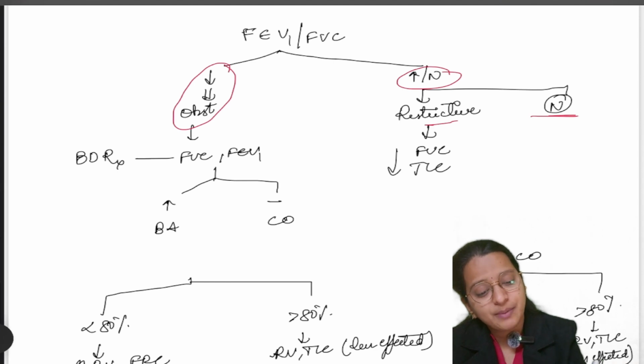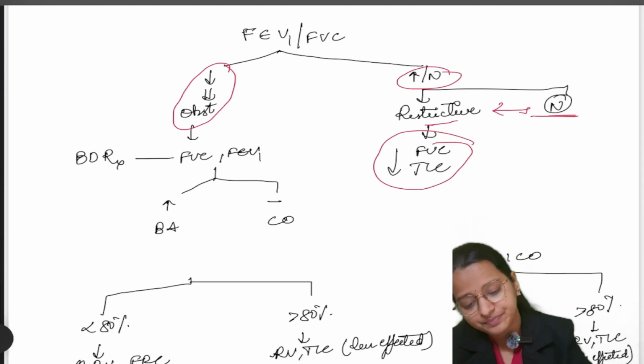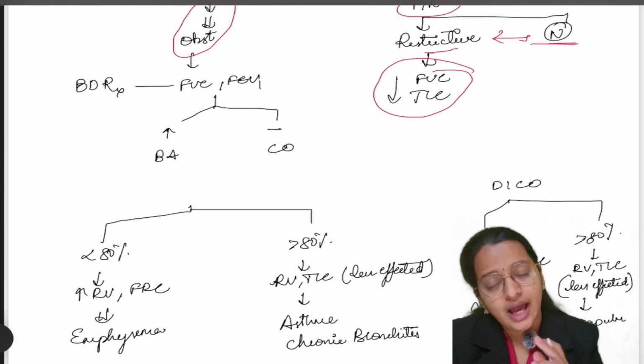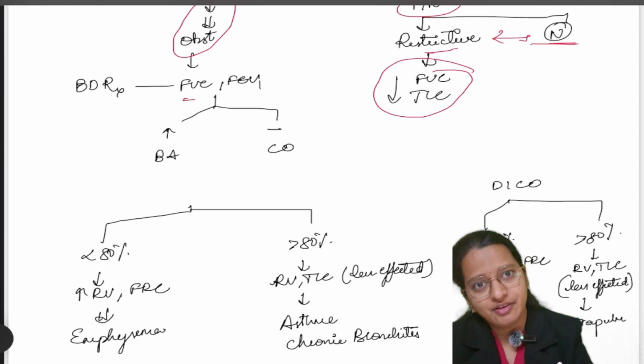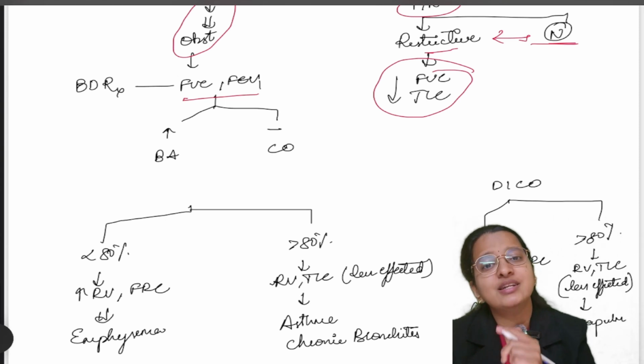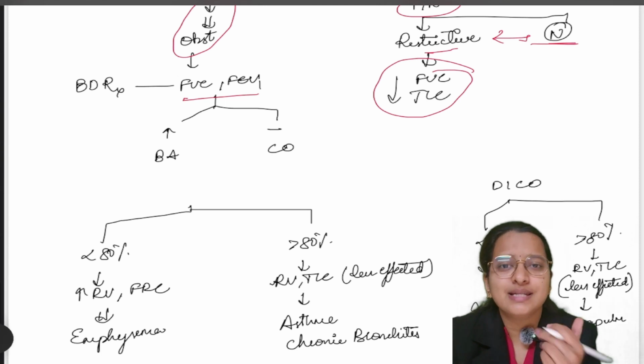How to differentiate between these two is we'll see FVC and TLC. If both of them are decreased, it is restrictive. In obstructive, we'll now give a bronchodilator, and then measure FVC and FEV1. If that improves with the bronchodilator therapy, it means it is bronchial asthma. If it is not improved, it means it is COPD.